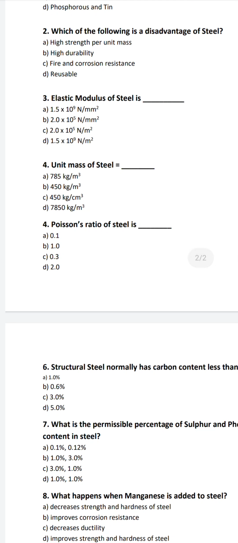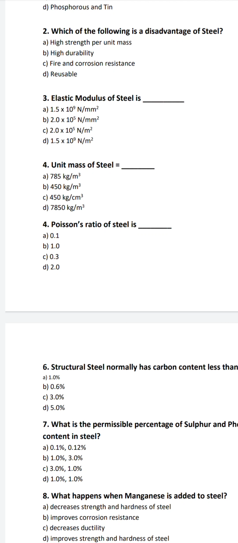Poisson's ratio of steel should be how much? The next question is based upon Poisson's ratio of steel. First of all, you have to understand what Poisson's ratio means. Poisson's ratio is nothing but transverse strain divided by axial strain. As per IS 800, Poisson's ratio of steel varies from 0.3 to 0.5, but 0.3 is in the elastic range and 0.5 is in the plastic range. So next we will move to question number 6.